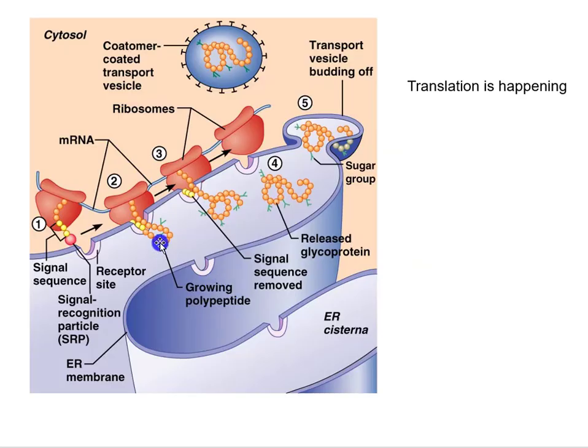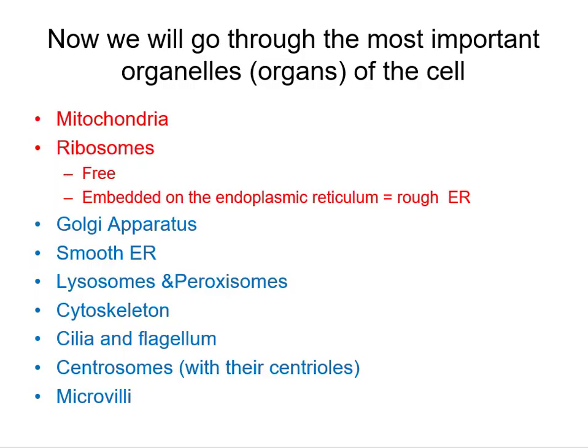Okay, this is just another look at watching translation happen. There's no new information that you need to know on this slide, but if you're interested, go ahead and pause the video and take a look at that. So where we're at then, we talked about mitochondria, we talked about ribosomes, which can be free or embedded on the endoplasmic reticulum, which makes rough ER.